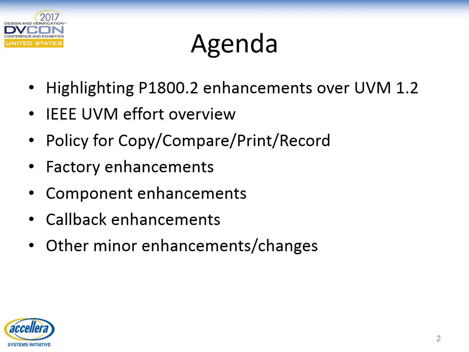The first thing I'm going to do is highlight the 1800.2 enhancements over UVM 1.2. As I go through this presentation, you're going to be able to see that 1800.2 is fundamentally an enhanced version of UVM 1.2. I hope to convince you that if you have huge backward compatibility concerns, I want to reassure you that we have taken a great deal of care. A lot of thought has gone into the committee in order to make sure that the thing is compatible.